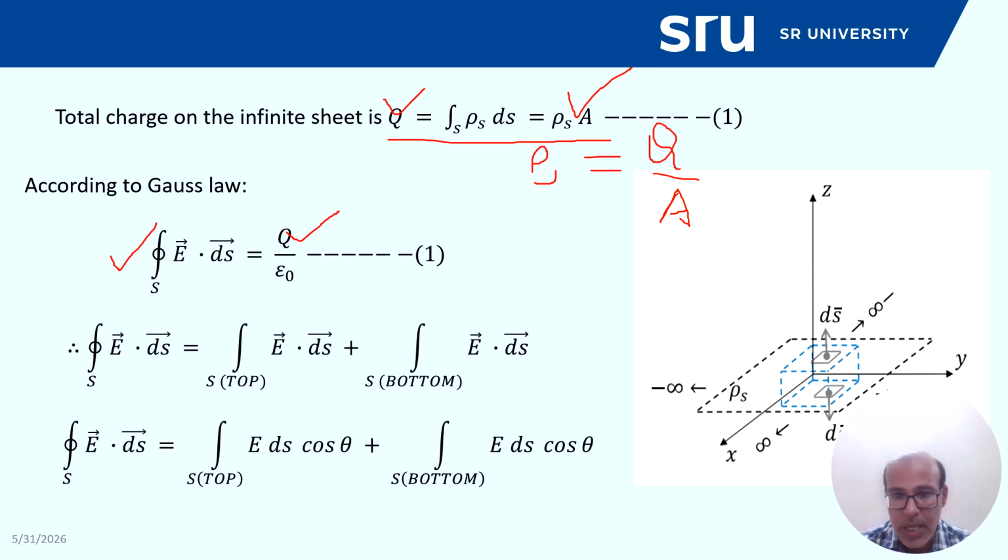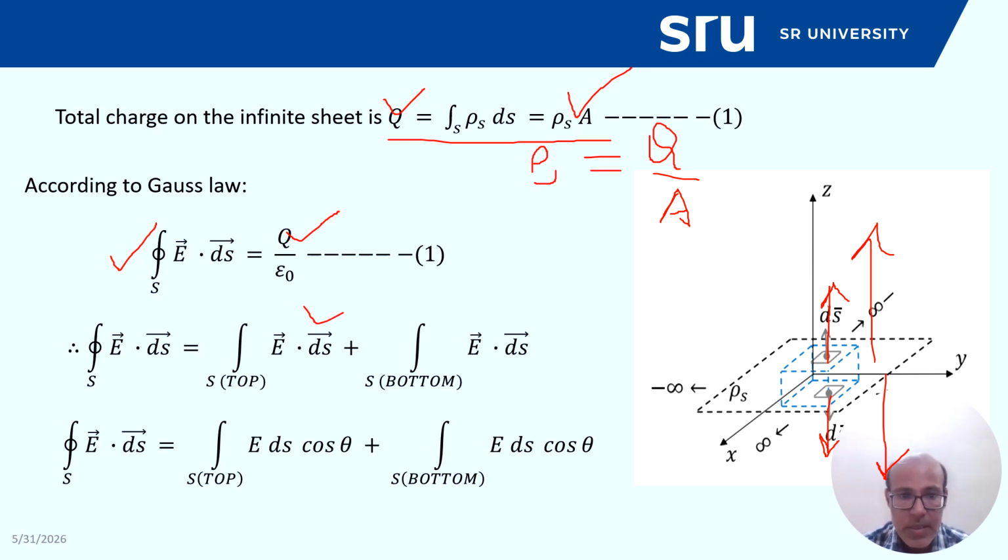Now, what is the advantage? This is the direction of the electric field, and if you consider the elemental surface ds, both are parallel. Even for the bottom also, both are parallel. Electric field is in this direction, both are parallel to each other. Therefore, the contributions due to top and bottom remain.